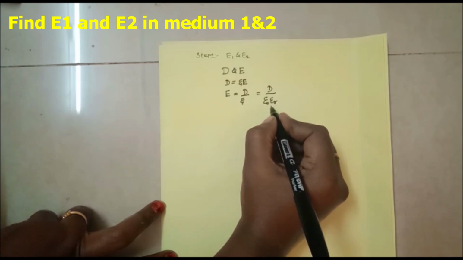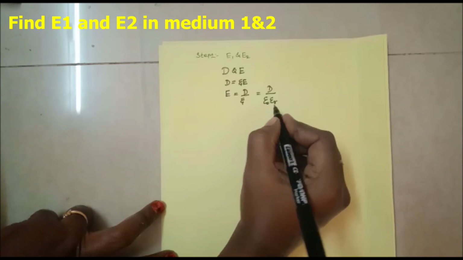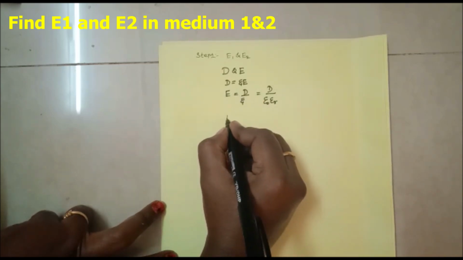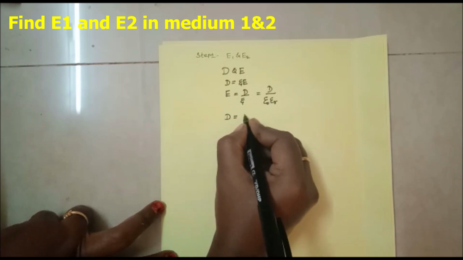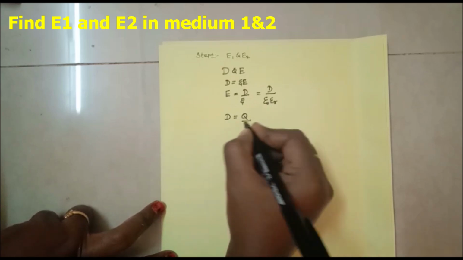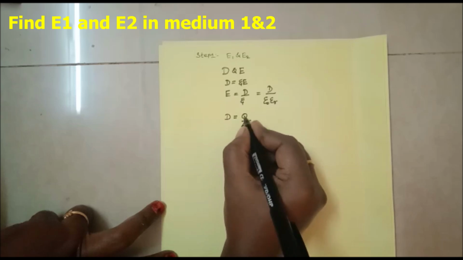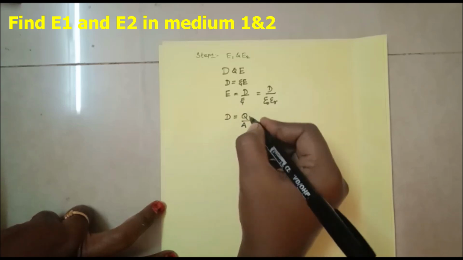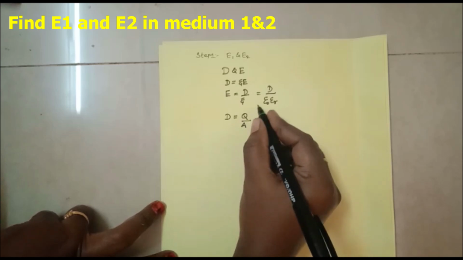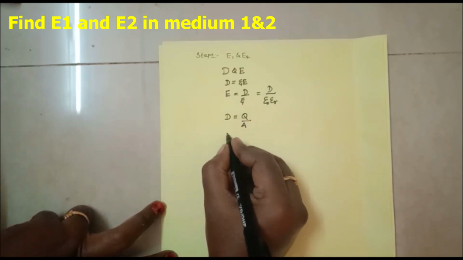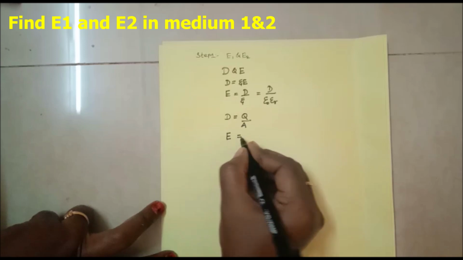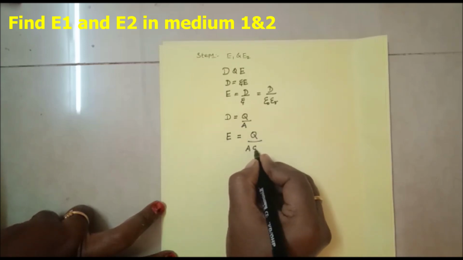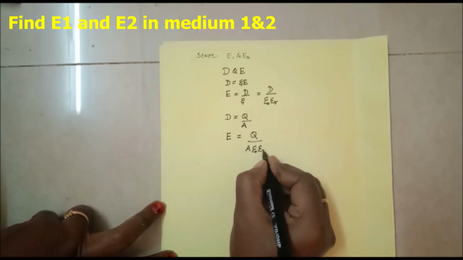So by using this relation, we are going to derive the expression for E1 and E2. And we all know that D can also be written as flux per area. That is, electric flux density is electric flux per area, Q by A. Now we are going to substitute this D in the above expression. So the expression for E can also be written as Q divided by A into epsilon naught and epsilon R.